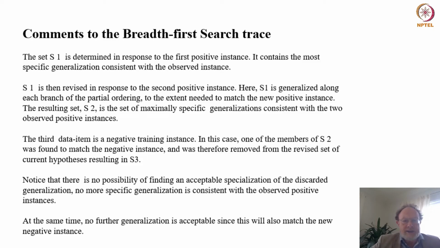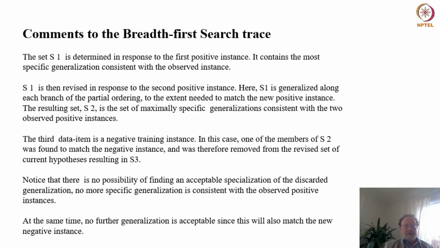So the third data item is a negative training instance. In this case, one of the members of S2 was found to match the negative instance. You can see that if you study the previous slide.